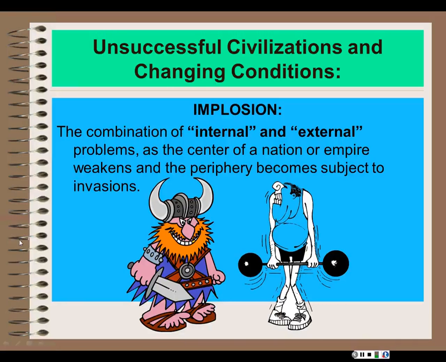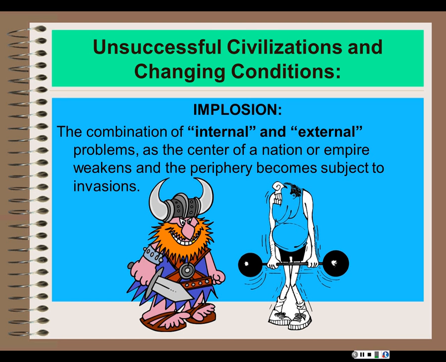Remember last week we talked a little bit about unsuccessful civilizations and changing conditions, and we introduced this concept of implosion. The combination of internal and external problems as the center of a nation or an empire weakens and the periphery becomes subject to invasions. We're going to refer to this at least 2 times during this lecture. So keep this in mind, internal weaknesses and external strengths.